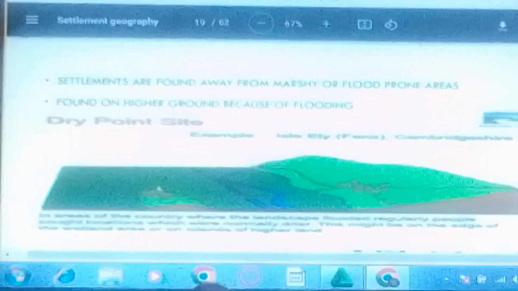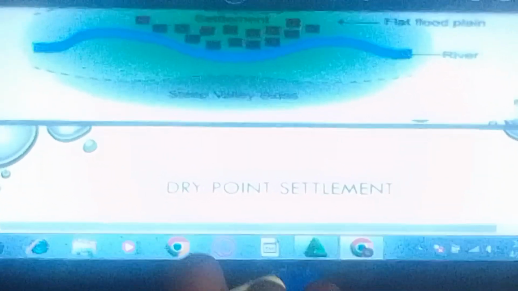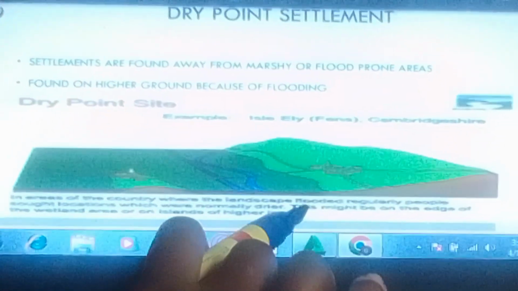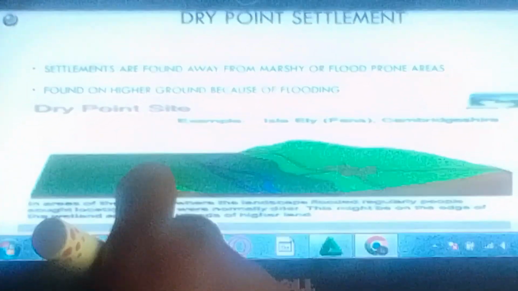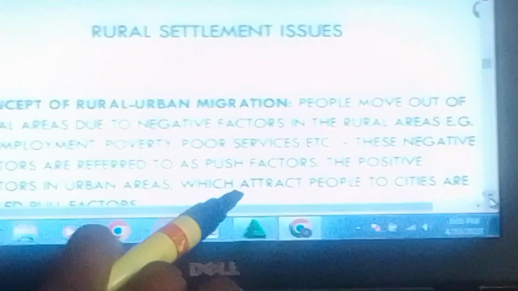We also have what are known as dry point settlements. Dry point settlement, what does that mean? Dry point settlements, as seen there in the diagram, are settlements that are found away from marshy or flood prone areas. So usually the settlements are located on higher ground so as to avoid flooding. This is also one thing you need to take note of when you are looking at your theory papers.